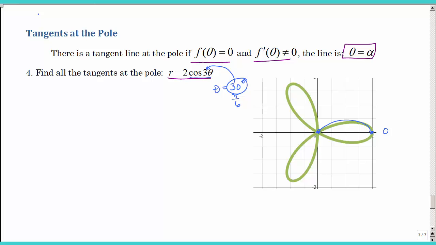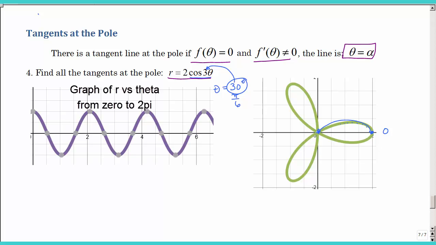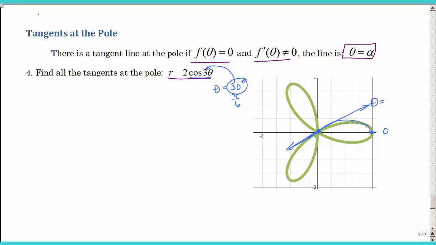And again, if you weren't sure about that, you could plot some other points smaller than 30 degrees and see what happens. But it goes through the pole when theta is pi over 6. And then it goes to the pole again and again. How do we find all those values? Let's do some trig. We set them equal to 0. We set the function, which is r, equal to 0.